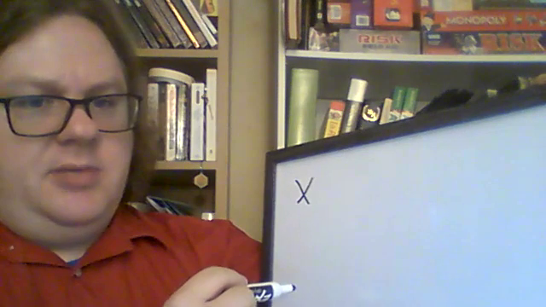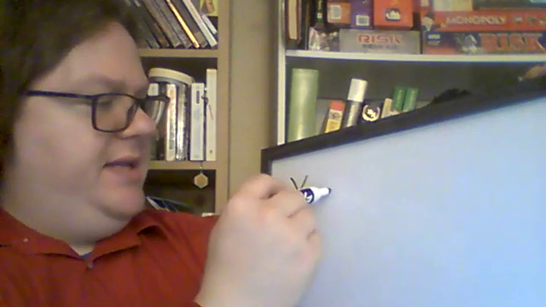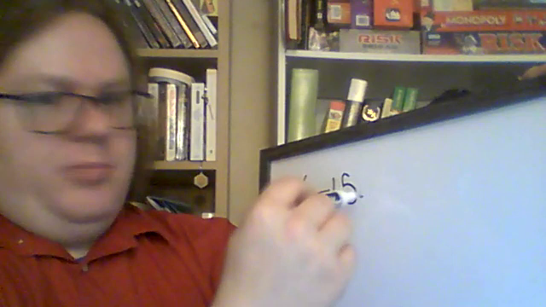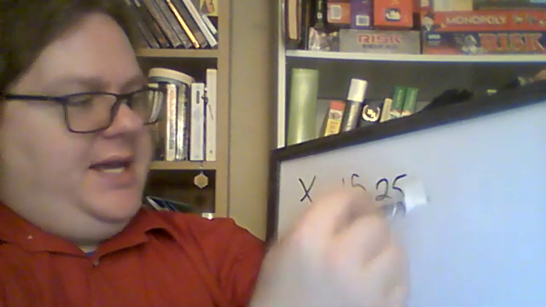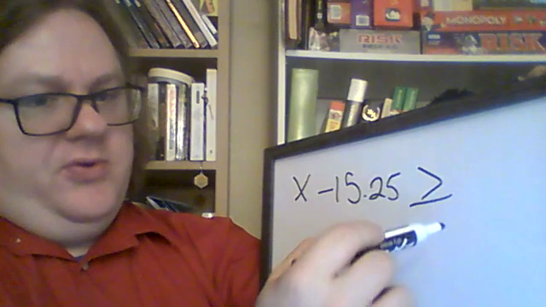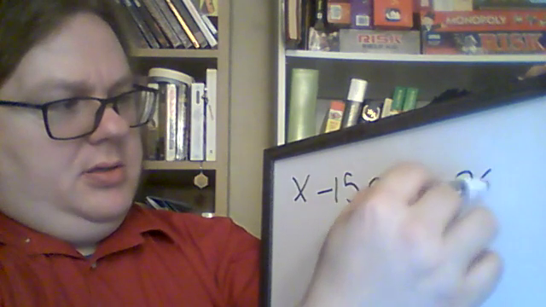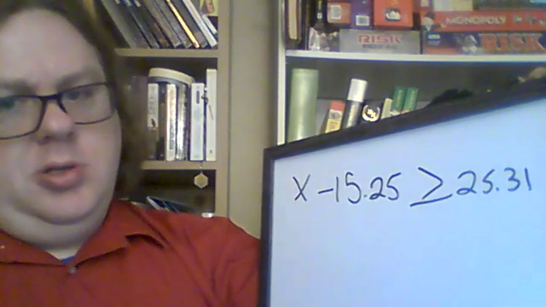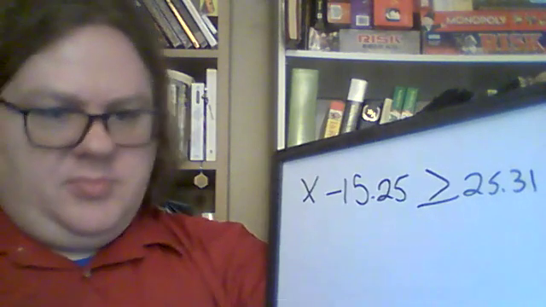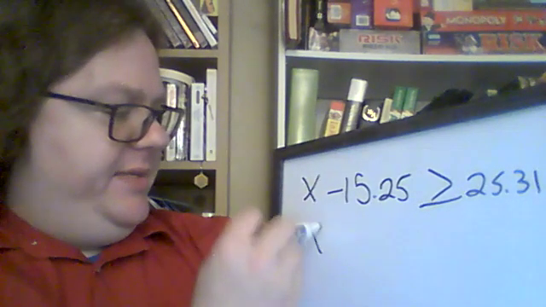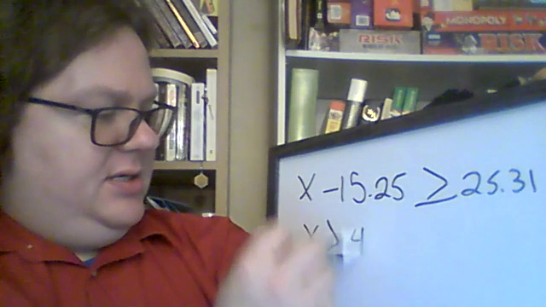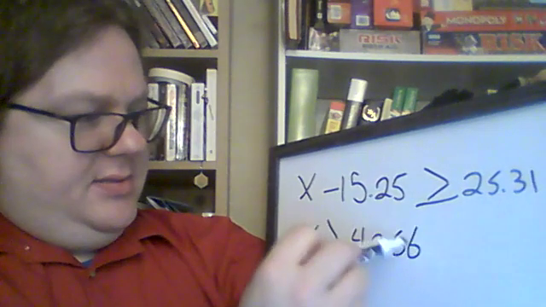Anyway, she has X amount at the beginning of the day. She spends, so she gets rid of $15.25. And after that, she has at least, so it's greater than or equal to, $25.31. You do the addition, and you end up with $40.56. At the beginning of the day, she had at least $40.56.